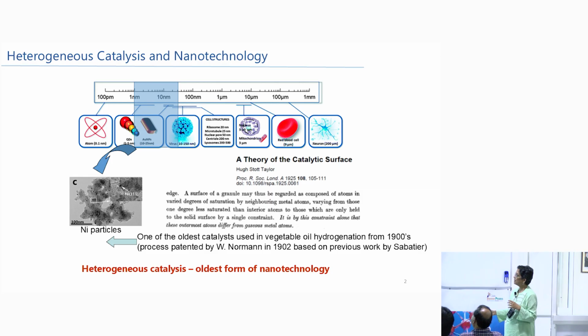This is a paper from 1925 by Hugh Taylor. He says that the surface of a granule may thus be regarded as composed of atoms in varied degrees of saturation by neighboring metal atoms. So he understood at that time that there is some difference on the surface. He's talking about small particles, in 1925.